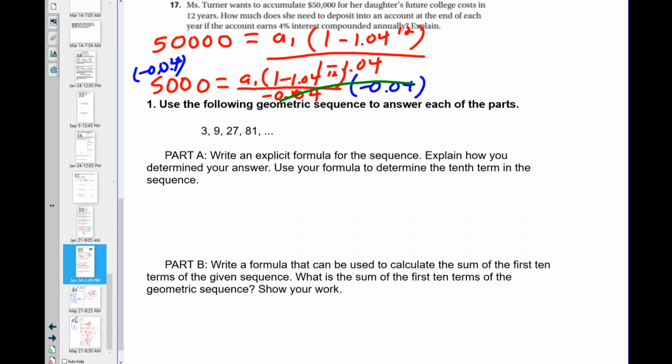I'm just going to continue it here. Is this negative 125,000? Actually, no, I'm multiplying. No, it's going to be less than. What is it again? Negative 200 is equal to A sub 1 times 1 minus 1.04 to the power of 12. What would I have to do next?